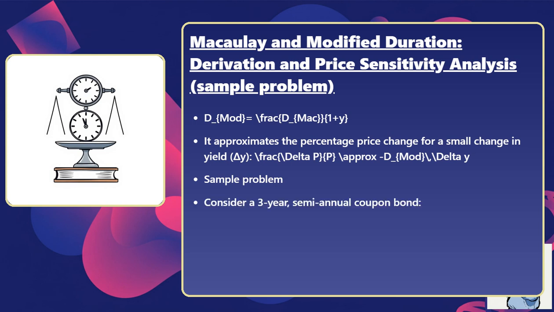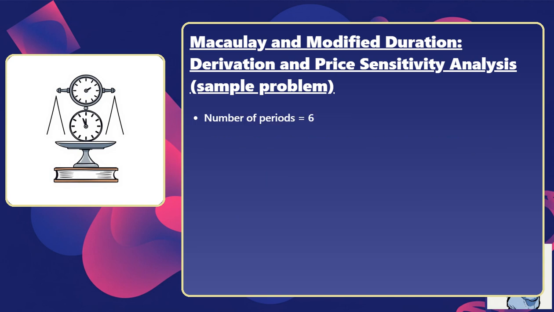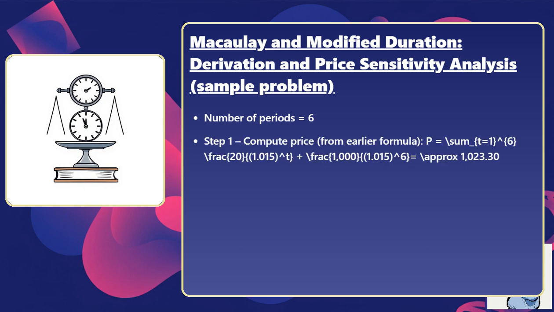Sample problem. Consider a 3-year semi-annual coupon bond. Face equals $1,000. Coupon equals 4% annual, 2% each half year. Cash payment C equals 20 every 6 months. Yield equals 3% annual, 1.5% per half year. Number of periods equals 6. Step 1, compute price. P equals sum from t equals 1 to 6 of 20 divided by (1.015) to the t, plus 1,000 divided by (1.015) to the 6, equals approximately 1,023.30.